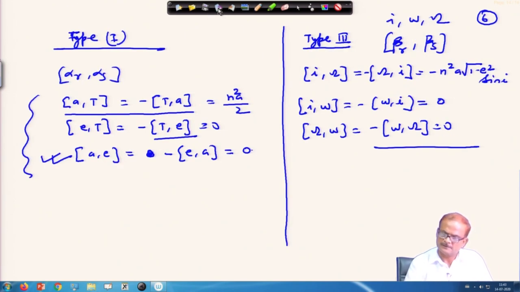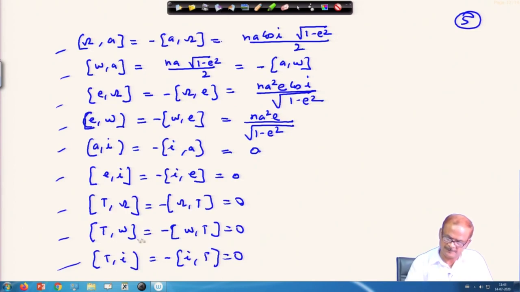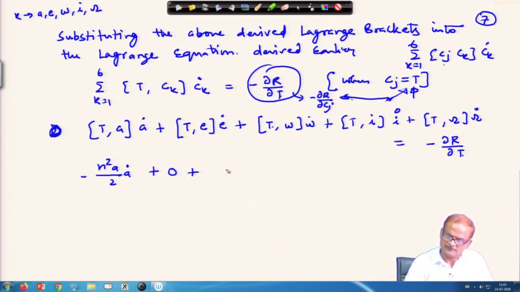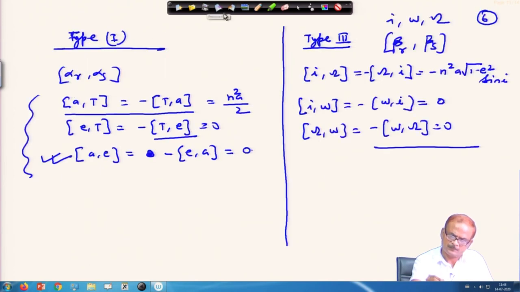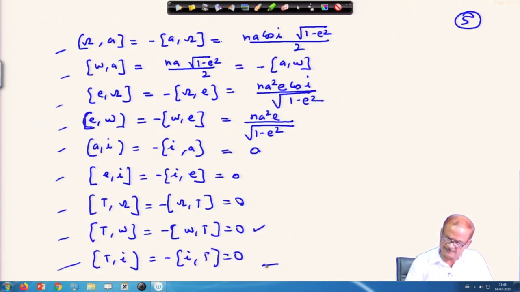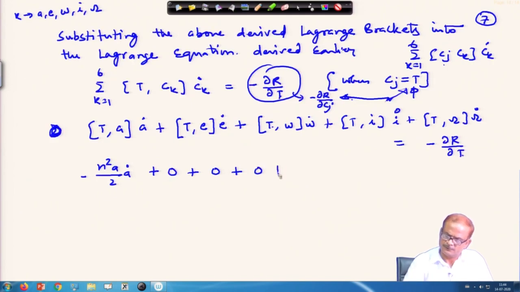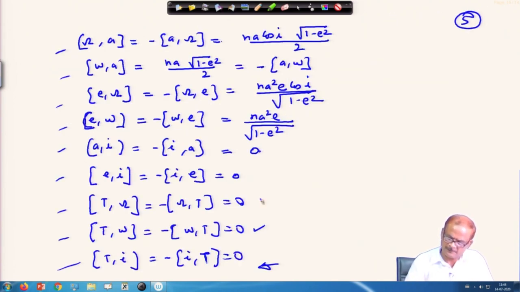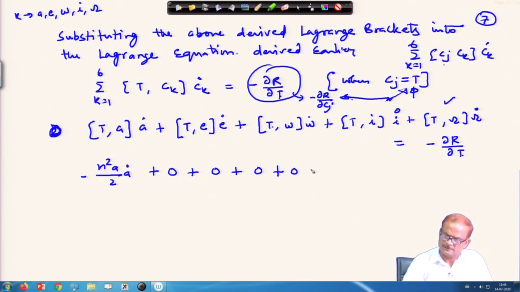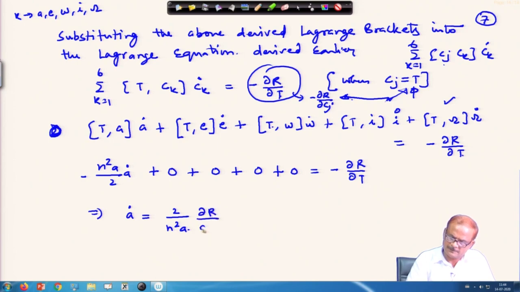So, T omega, it may be on the previous page, T omega is here, this is also 0. So, this quantity also turns out to be 0, then T I. T I is here in this place. So, this is also 0. T I is 0, and then finally, this term T capital omega. So, we will look for T capital omega, T capital omega this is also 0. So, this is minus dou r by dou t, and from there then we can write a dot equal to 2 by n square a dou r by dou t.